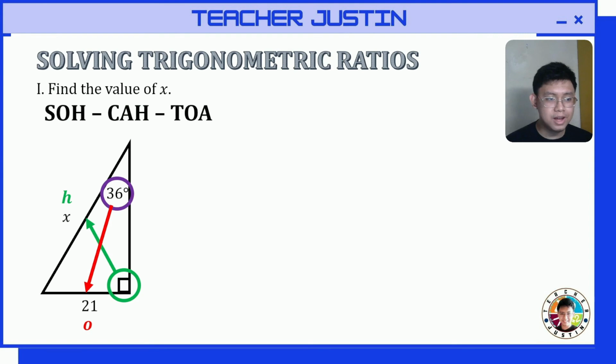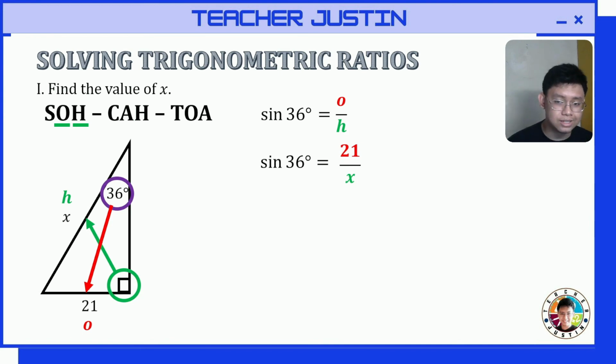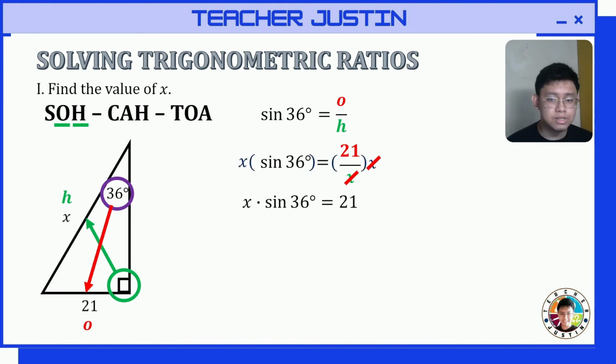So, using SOHCAHTOA, let's identify which trig ratio to use in solving for the value of x. So, since we're given the opposite side and the hypotenuse, we're going to use sine 36 degrees. Okay? So, we know that sine is equivalent to opposite over hypotenuse. So, let's substitute their value, giving us the equation sine 36 degrees is equal to 21 over x. Let's remove the variable x in the denominator by multiplying both sides by x, giving us x times sine 36 degrees is equal to 21.